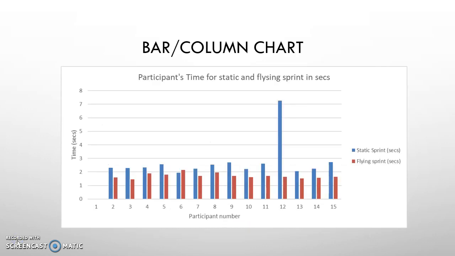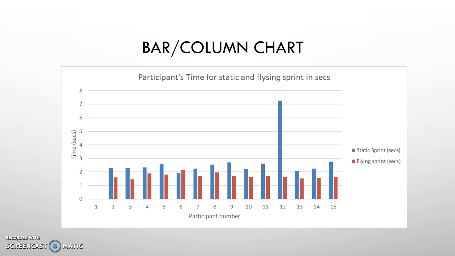Here we've got a bar/column chart, and again it is titled participants' time for the static and flying sprint in seconds, and that's supposed to say flying, not flying. Sorry about that. Left axis, it's got time in seconds, and then bottom axis you've got participant number, and again the legend is there, static sprint in seconds, flying sprint in seconds. And you can see here a dramatic change in the flying sprint and the static sprint for participant 12.